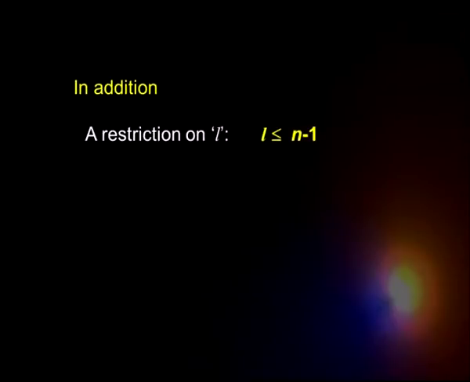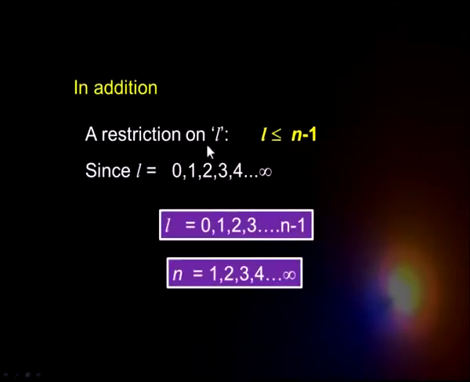Thirdly, we get a restriction on L. When we solved the phi equation, we got m. Solving the theta equation, we got L and a restriction on m. Now when I am solving the R equation, I am getting a new quantum number n and also putting a restriction on the value of L. When we do that, we find that L has to have a value less than or equal to n minus 1. What it implies is that L can have values 0, 1, 2 up to n minus 1, where n has positive integer values 1, 2, 3 up to infinity.